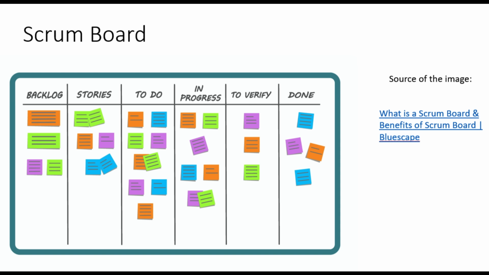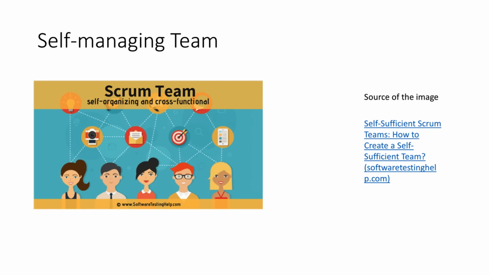Self-managing teams. Scrum teams are cross-functional, meaning the members have all the skills necessary to create value each sprint. They are also self-managing, meaning they internally decide who does what, when, and how.